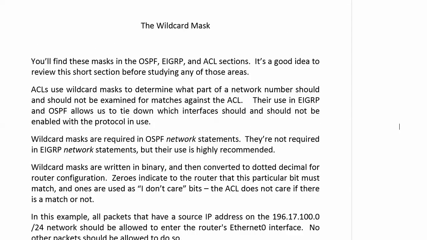So again, I'll put this in the OSPF, EIGRP, and ACL sections. If this is the first time you've seen wildcard masks, watch the video a couple times and then you'll see the examples, because we've got live labs in the OSPF, EIGRP, and ACL sections, and they all use wildcard masks. So we'll get plenty of practice in. I just want to give you an introduction and a refresher to refer to.